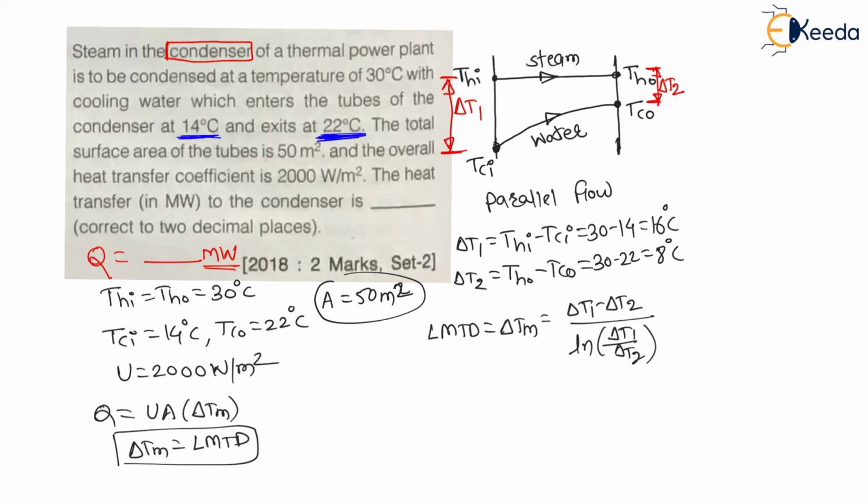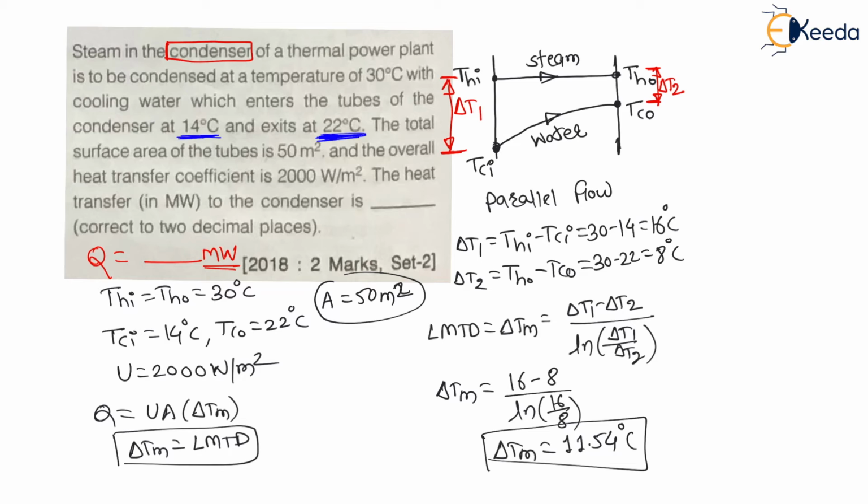Right. So let us put it here. Therefore, this LMTD will be equal to delta T1 is 16, delta T2 is 8, divided by ln of 16 divided by 8. Right. So let us solve for LMTD. So my dear students, if I solve this for LMTD, I will get delta Tm, which is nothing but LMTD, equal to 11.54 degrees Celsius.